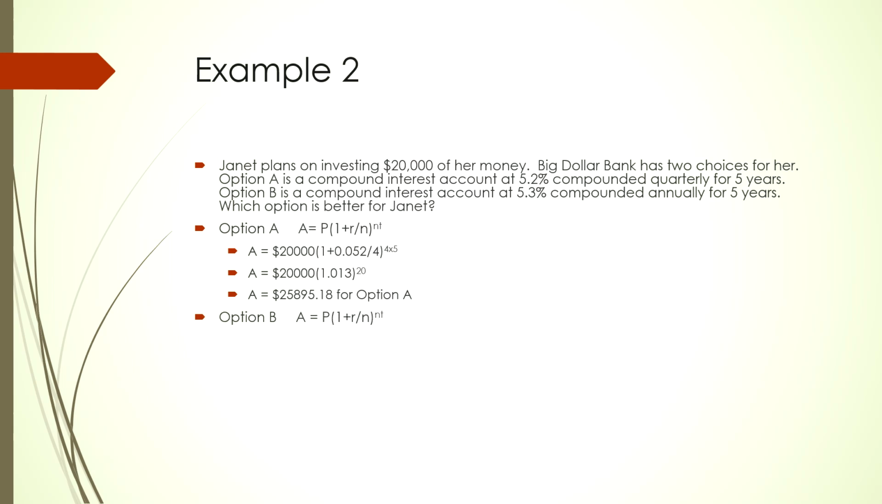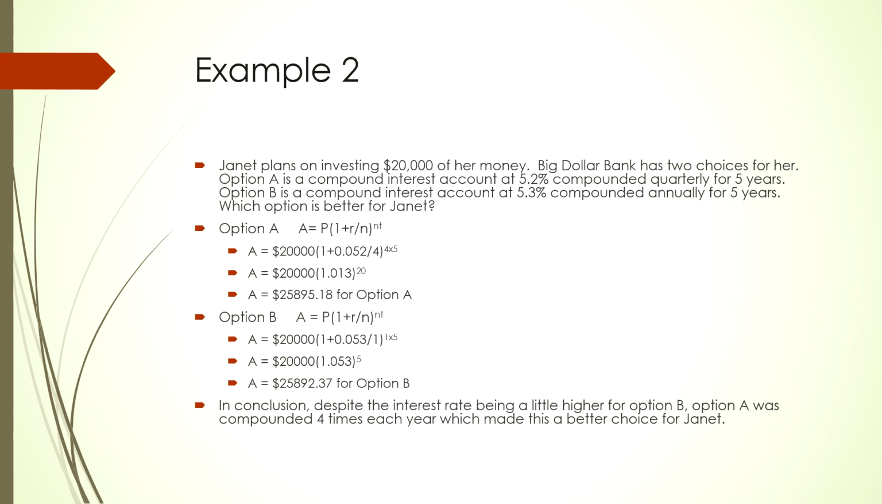Now option B, we use the same compound interest rate formula, and we do $20,000 times parentheses 1 plus 0.053 divided by 1, close parentheses, to the 1 times 5 power. And then we end up with 20,000 times 1.053 to the 5th power. And so all that comes out to $25,892.37 for option B.